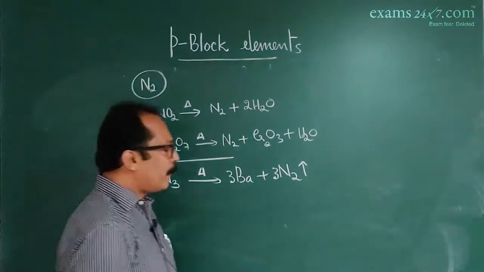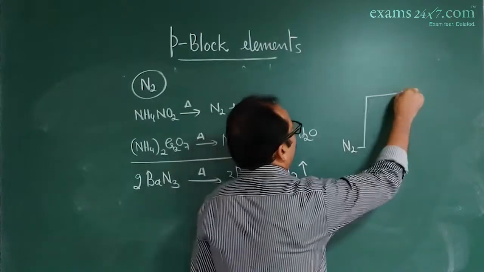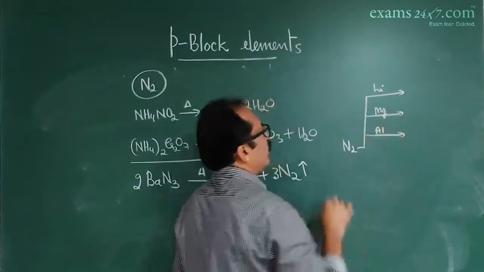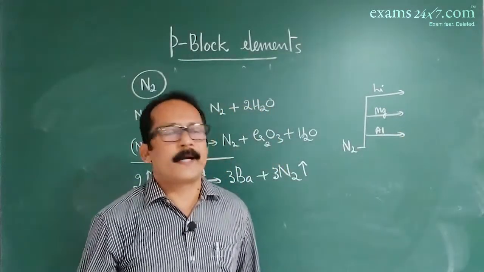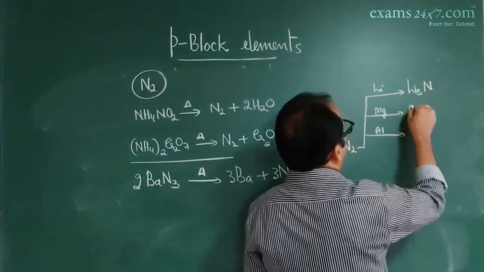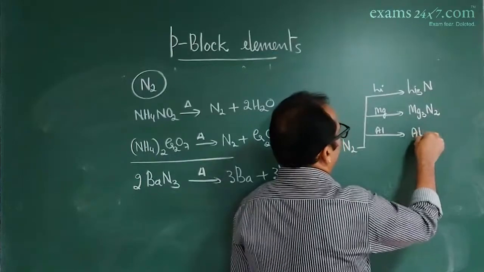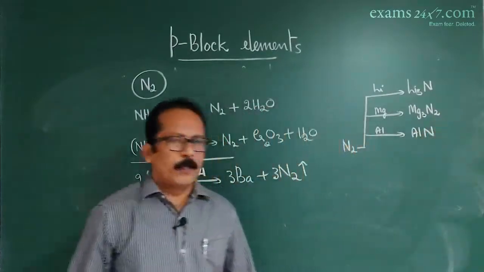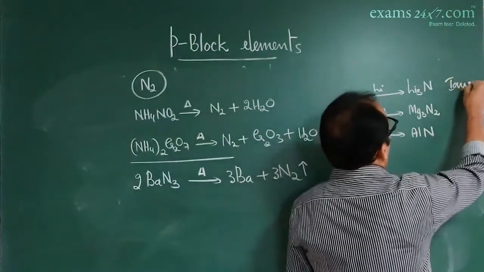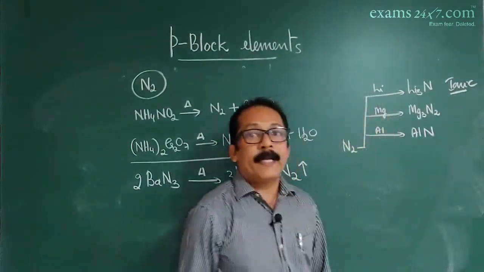Now, it's about the chemical properties of nitrogen. Nitrogen, when it reacts with lithium or magnesium or aluminium, forms the respective nitride. So lithium forms lithium nitride. Magnesium forms magnesium nitride. Aluminium forms aluminium nitride. Now, here lithium nitride is an example for ionic nitride. Aluminium nitride is an example for interstitial nitride.